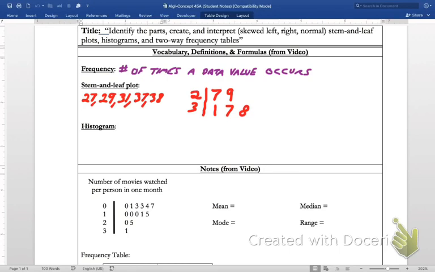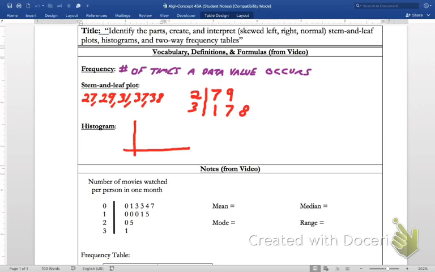Now what we can do then is we can group this data, and we've already kind of grouped it into the 20s and into the 30s, and make kind of a bar graph. It's called a histogram. And histograms are used with frequency tables, which you're going to make here in just a moment, and stem and leaf plot data. So to make a histogram, here's what we're going to do. We're going to have a y-axis. We're going to have an x-axis. Now our x-axis is going to represent the data itself.